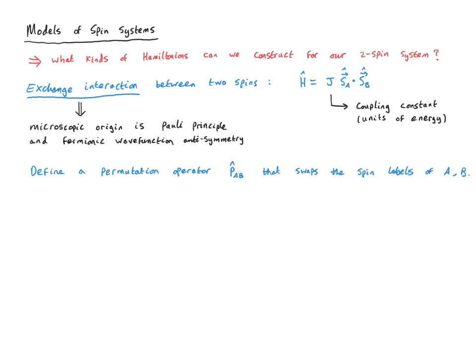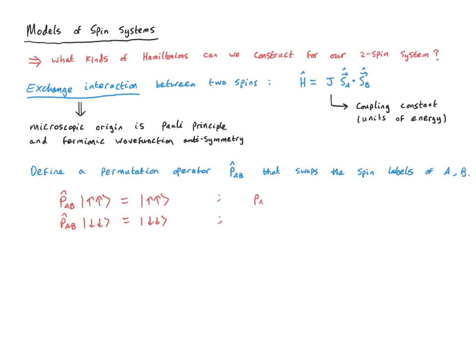We will do this using this permutation operator P_AB, which will swap the labels of A and B. We then want to ask whether a given wave function is symmetric or antisymmetric under this operation. If I were to operate with this operator P_AB on a basis state up-up, I would like this to return the state up-up, back again. If I were to act with P_AB on down-down, I would like this to return the down-down state. I'm swapping the spin labels of A and B. In these two examples, the spin labels are the same, so I don't see any difference.